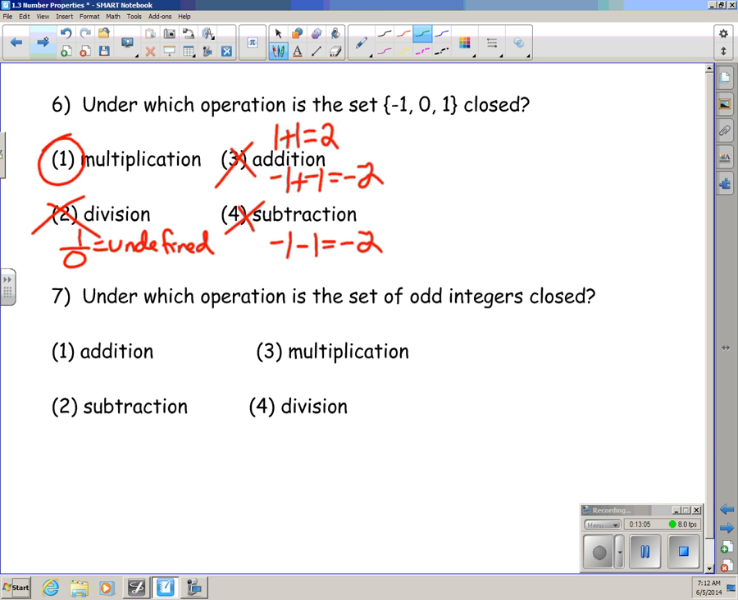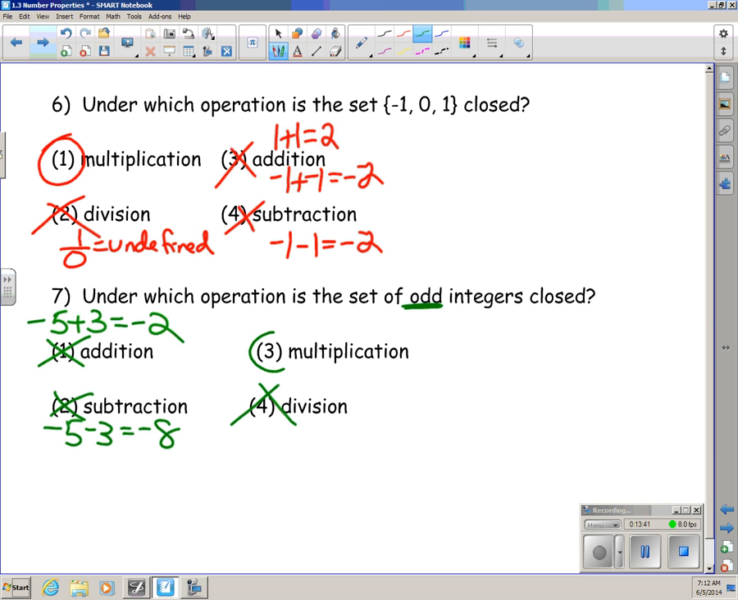So next, under which operation is the set of odd integers closed? Well, we know it's not going to be division. So you want to practice the set of odd numbers. If you add some odd integers together, do you get an odd integer? Well, let's see. If I do -5 plus 3, that gives me -2, and that's not an odd integer. What if I do -5 minus 3? I get -8. Also not an odd integer.